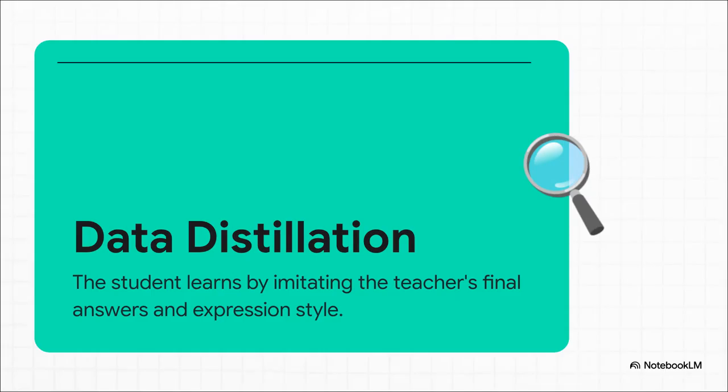All right, first up, we've got data distillation. This is the most straightforward way. Basically, you feed the teacher a bunch of questions, it gives you back perfect answers, and then you use those question and answer pairs to train the student. Think of it like studying from a perfect answer key. It's super fast, it's the most accessible method, it even works with most commercial APIs. But you gotta know, it's also the shallowest way to learn.